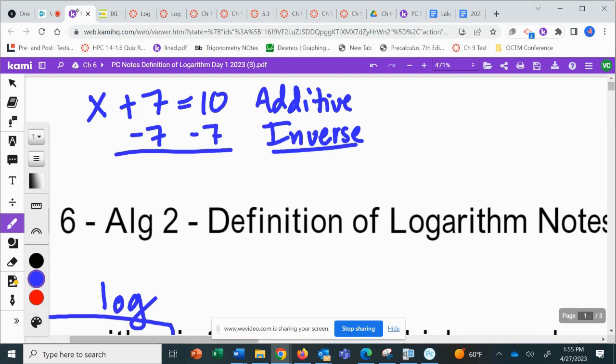Another example, 3x equals 40. What would we do to solve this? We would divide by 3. Well, that's because multiplication and division are inverses. They undo each other.